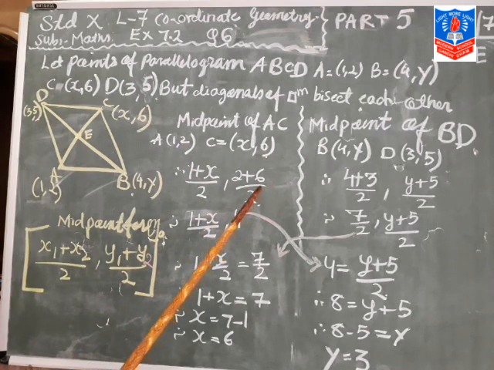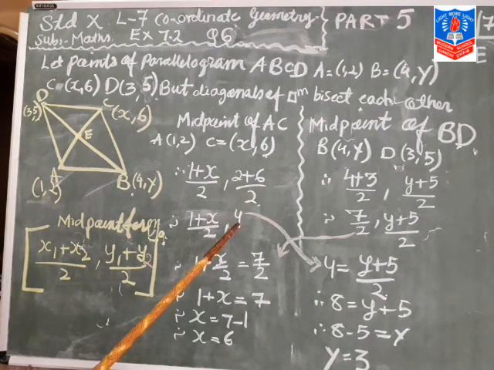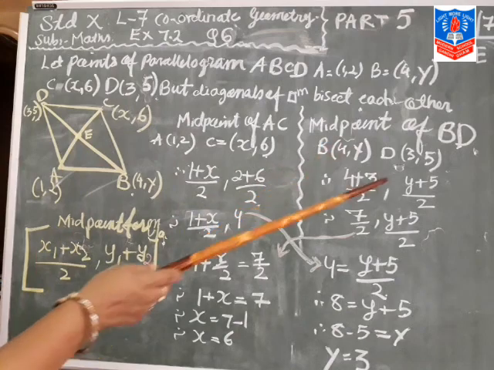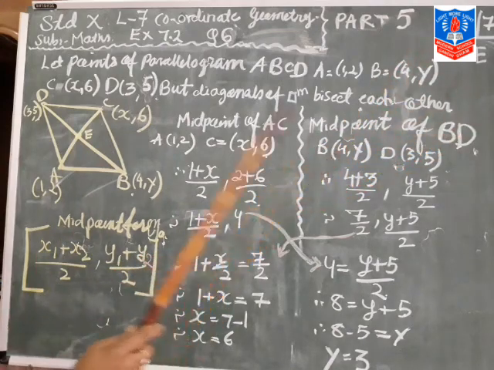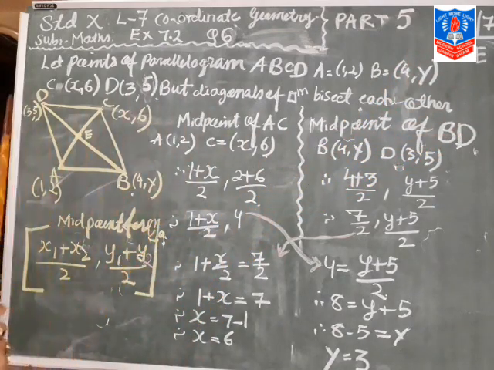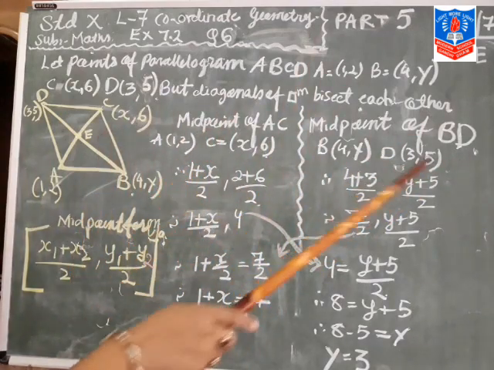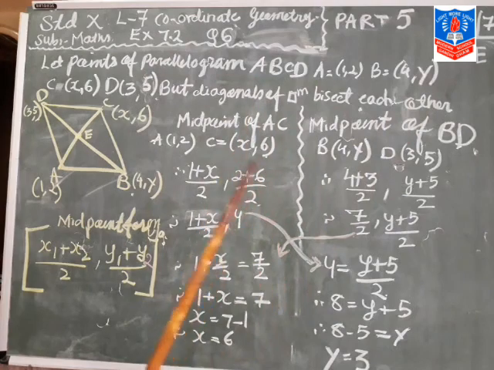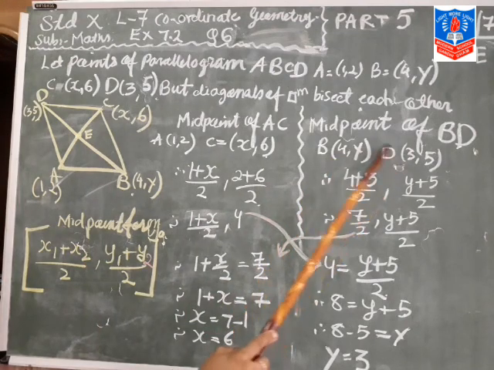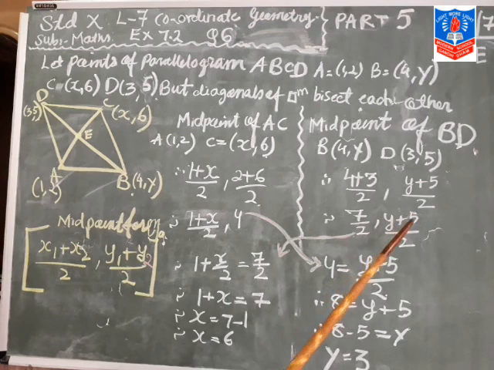So that is 4, since 4 2s are 8. So directly we can write 4. Okay, now the midpoint of BD. B we will write, D we will write. Whatever the points are given for BD and AC, you have to write them, because it is easy to take the points. Don't take them directly. 4 plus 3 and y plus 5: 7 upon 2, y plus 5 upon 2.